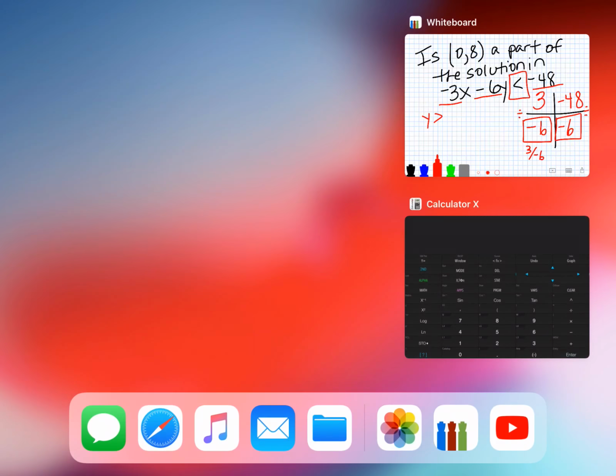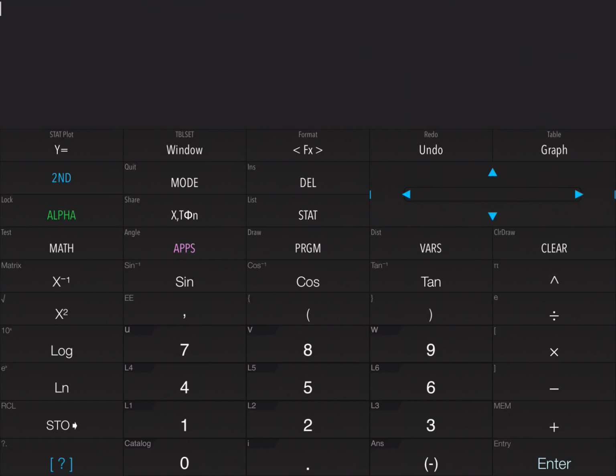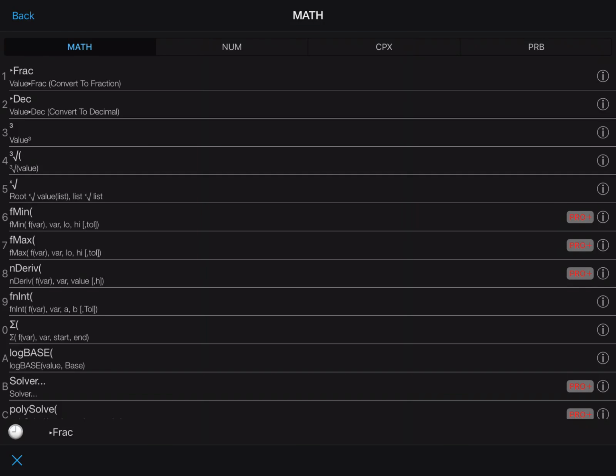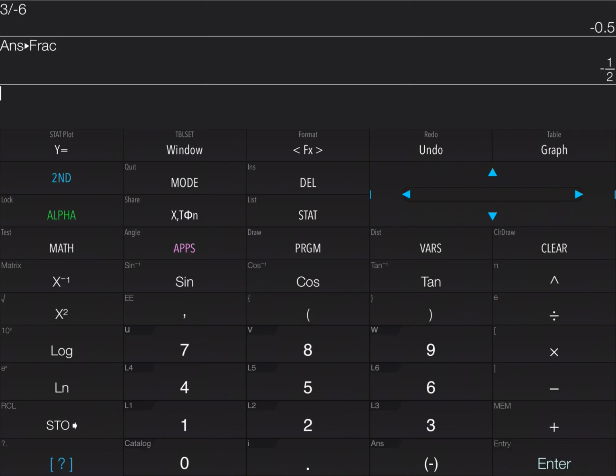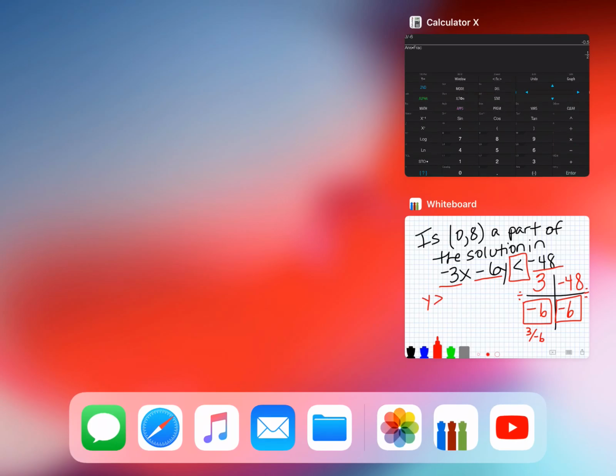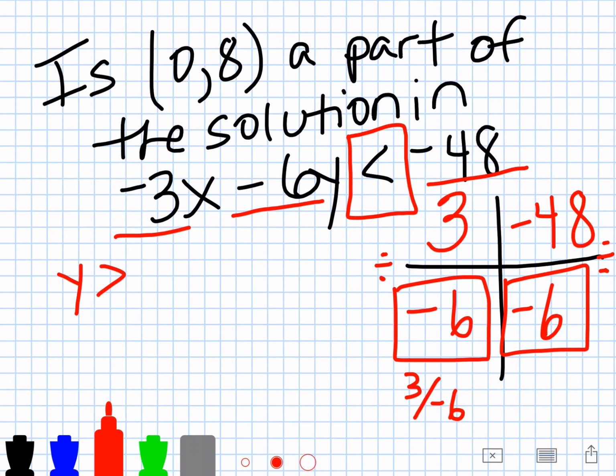Let's take a look at it on the calculator. I have 3 divided by a negative 6. It's going to give you negative 0.5. I want it in fraction, so hit math, number 1 for fraction, and enter. It's going to convert that to a negative 1/2. So I know that y is going to be greater than a negative 1/2.